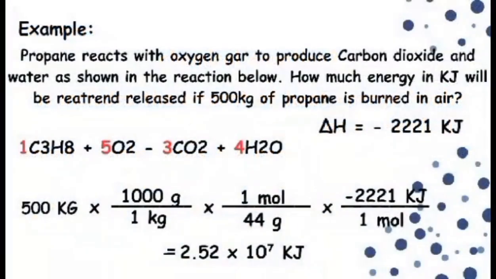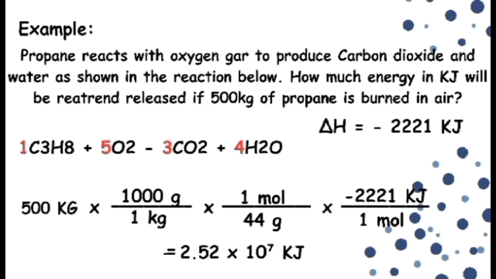So we have an example. Propane reacts with oxygen gas to produce carbon dioxide and water as shown in the reaction below. How much energy in kilojoule will be released if 500 kilograms of propane is burned in air? So we have our balanced chemical equation here, and our change of enthalpy is equivalent to negative 221 kilojoule, which is negative, so it means released.